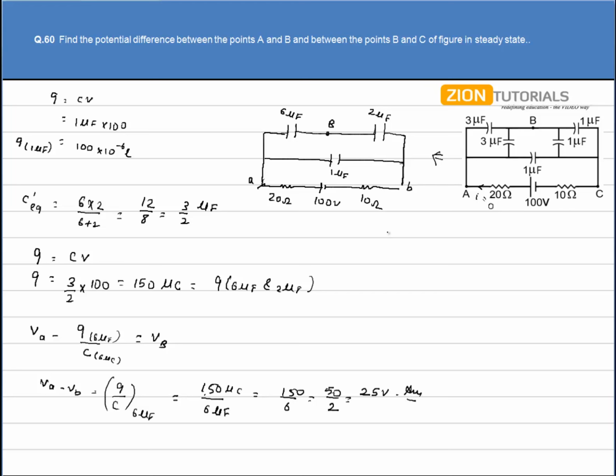Similarly, to calculate the potential difference between the point B and point C, I have Kirchhoff law, VB minus VC is equal to Q by C, and this time for 2 microfarad capacitor. So charge is again 150 microcoulomb and capacitance is 2 microfarad. So answer comes out to be 75 volts. That is the answer.